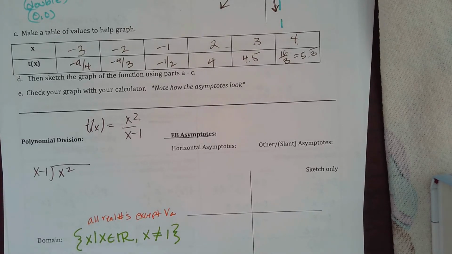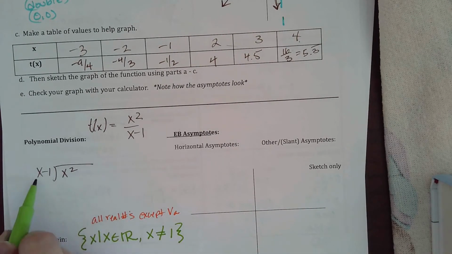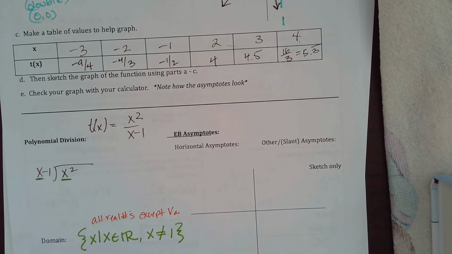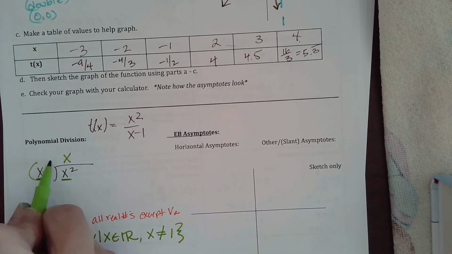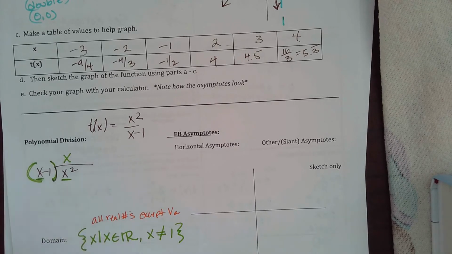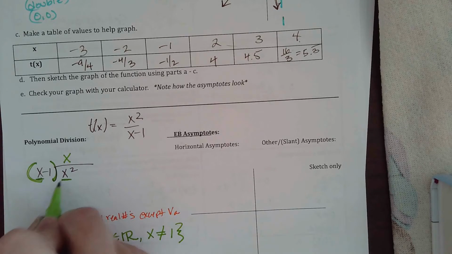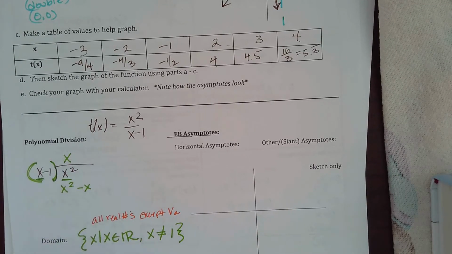Let's refresh our memory as to how to do polynomial division. If you remember, you take your first term with your first term and you say, what do I multiply x by to get to x squared? And the answer is x. Then you take whatever you have up here, which in this case is x, and you multiply by the entire divisor, in this case x minus 1. So I get x squared minus x.